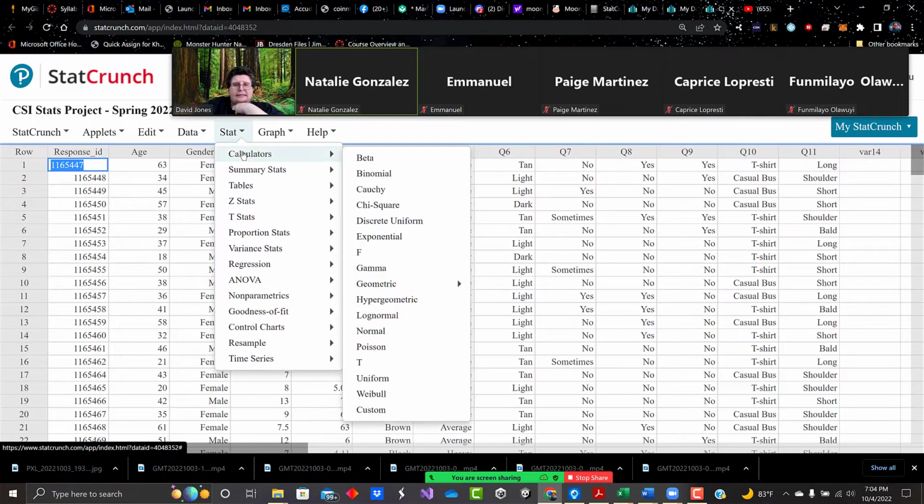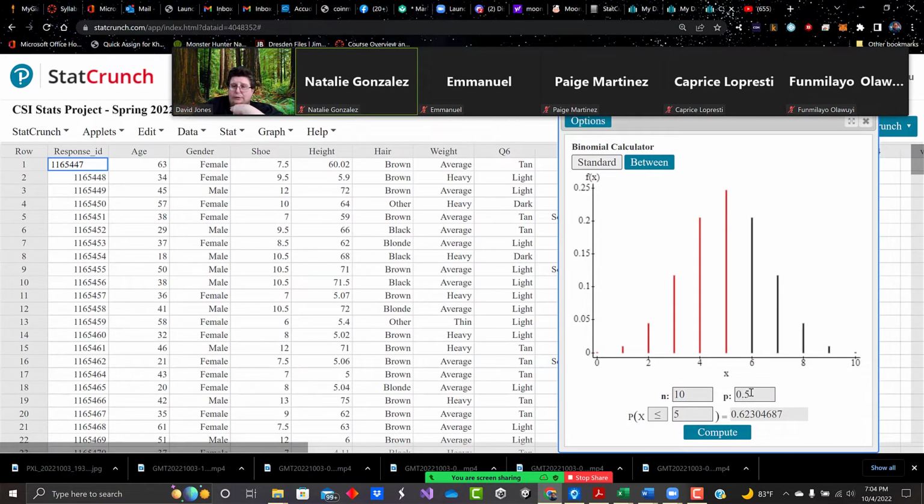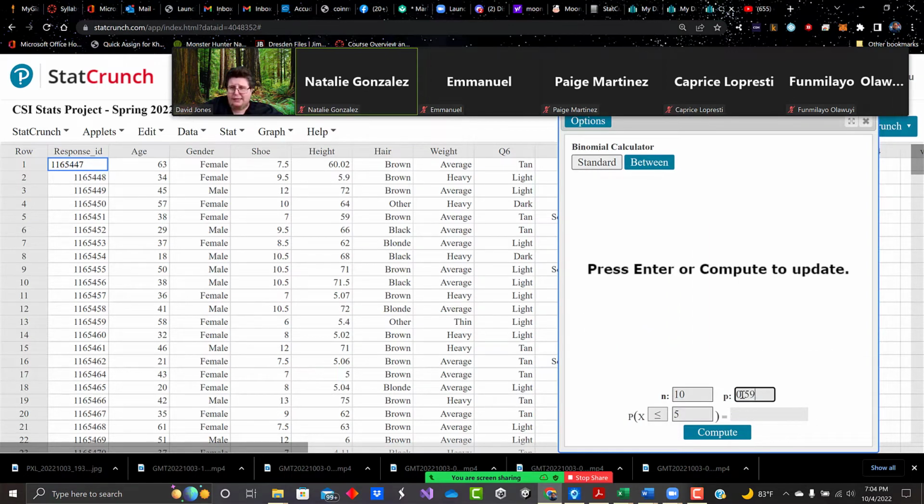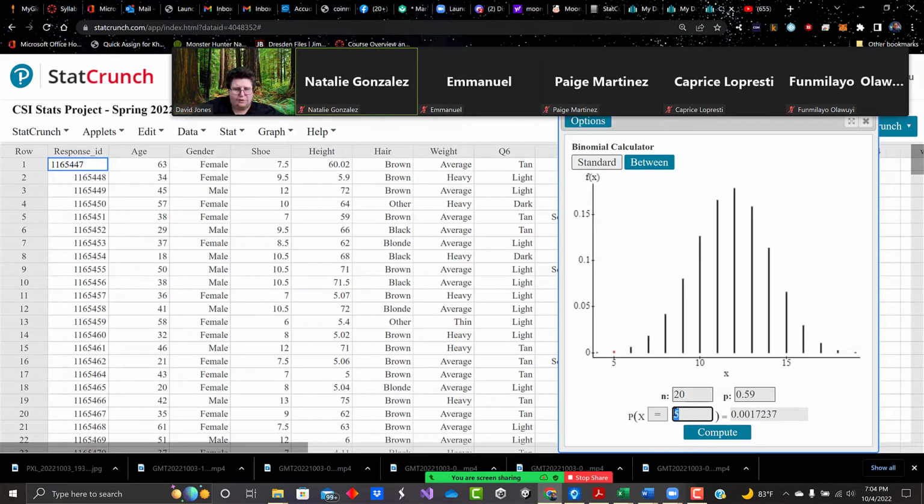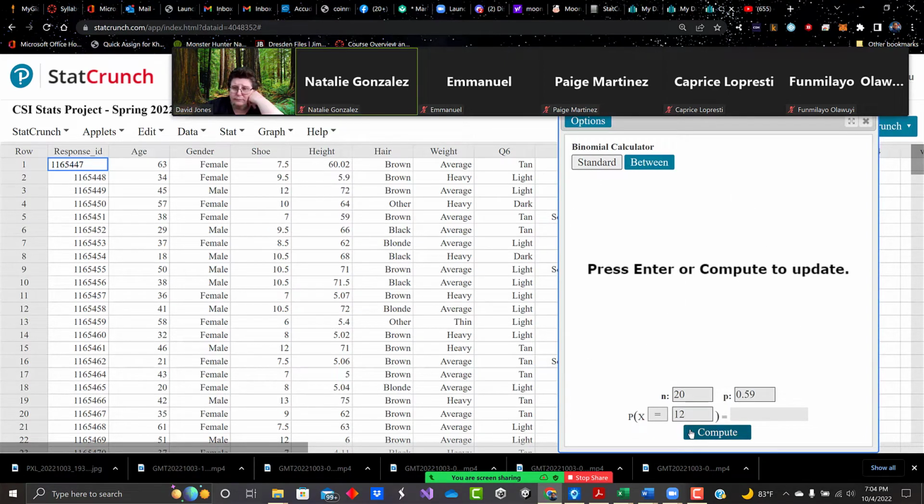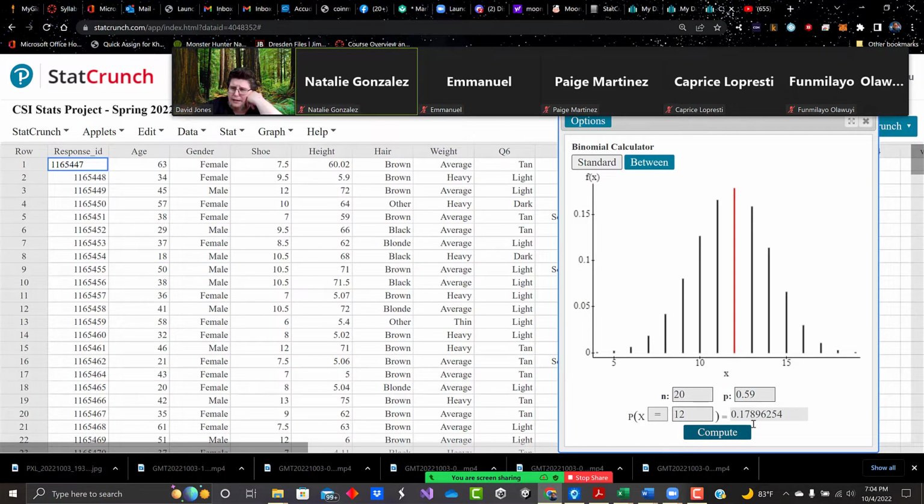So we had stats, calculators, binomial. I will enter probability is 0.59, and we had N equals 20. If we wanted X equals 12, we could just pick the equal sign. And it gives us the value.